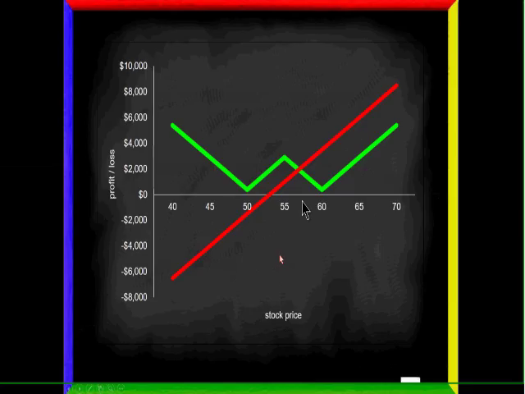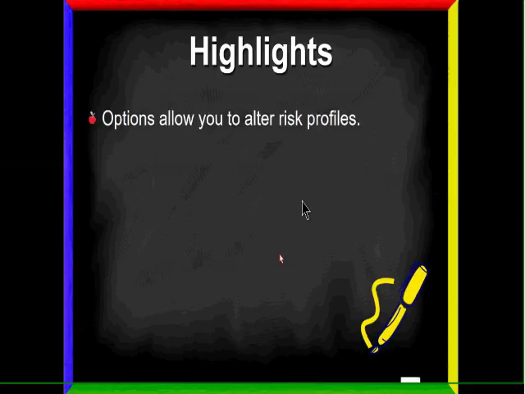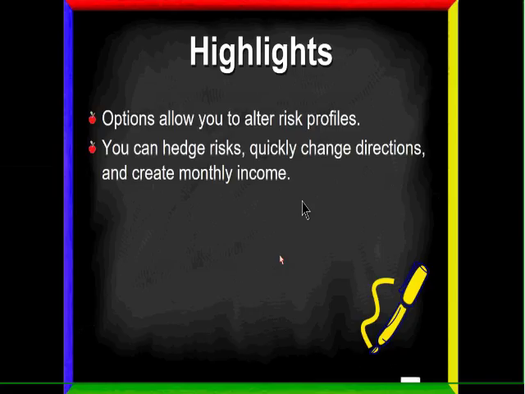That's what options do. Can we use them in risky ways? Of course. But that's not where we're going to start. It's not what I teach. So for the highlights for tonight, options allow you to alter your risk profiles. That's important. You can hedge risk, quickly change directions, and create monthly income.